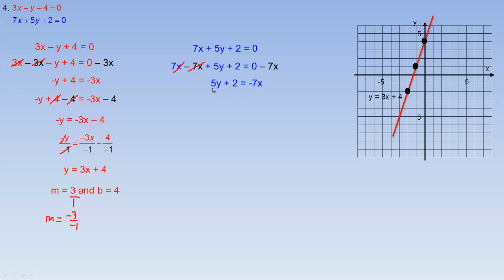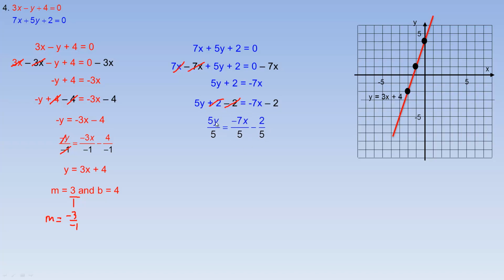And now I want to get the 5y term alone, so I want to get rid of the 2. So the 2 is added to the 5y. So the opposite of adding 2 is to take away 2. And of course, the 2 minus 2 is nothing, is 0. So they subtract to 0. So I now have 5y equals the negative 7x minus 2.